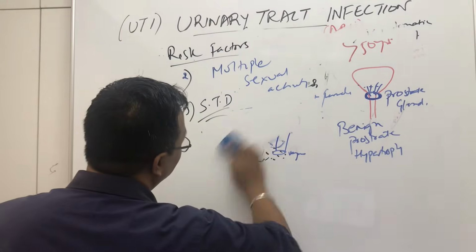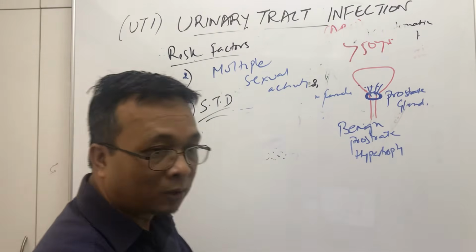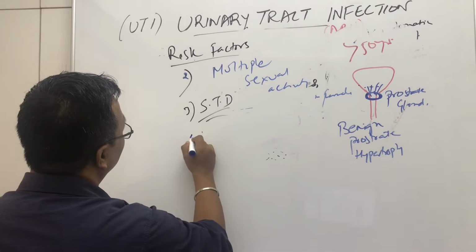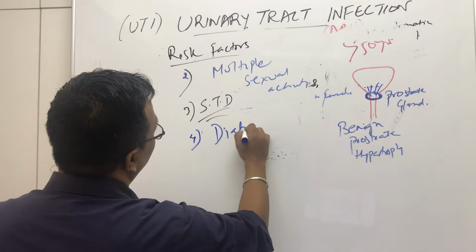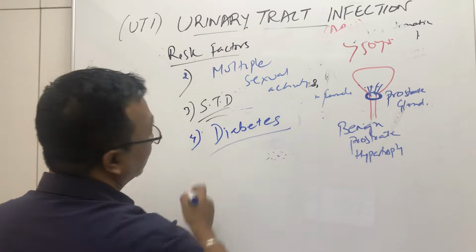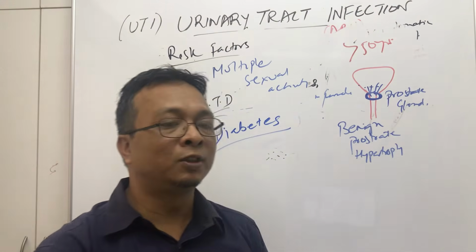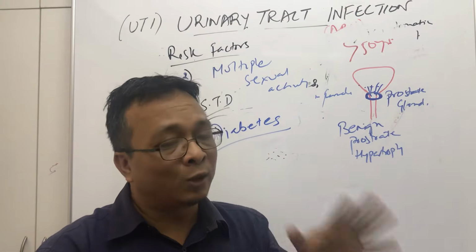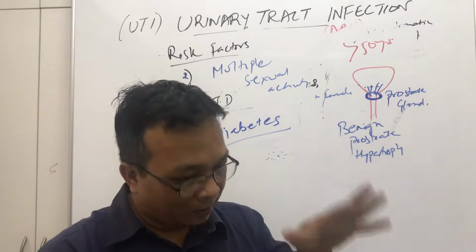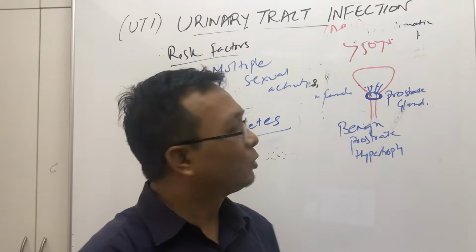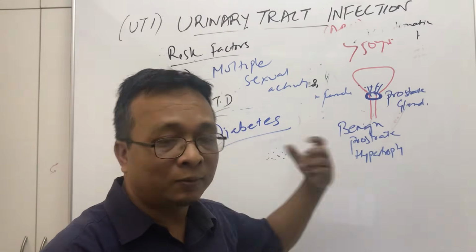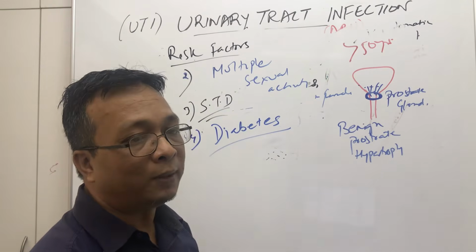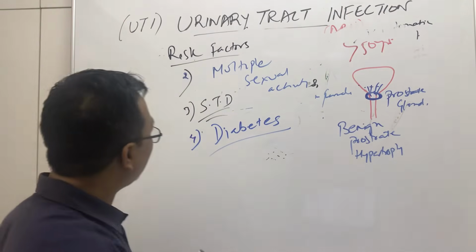Another risk factor common to both females and males is diabetes. Whenever there is diabetes, we know there is depression of our immune system. In the immune system, especially the cytokines are quite depressed. They go down in level. That's why in diabetes it's very, very common to have urinary tract infections.